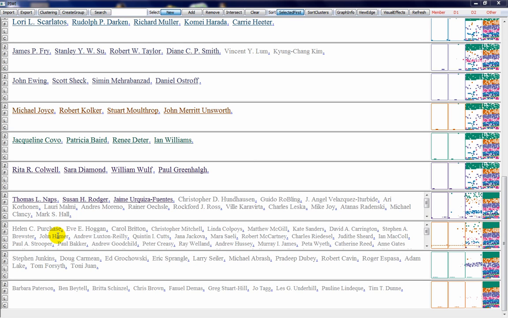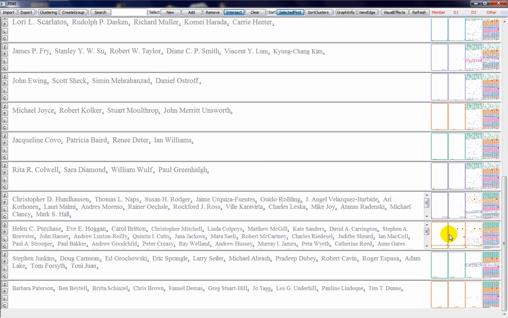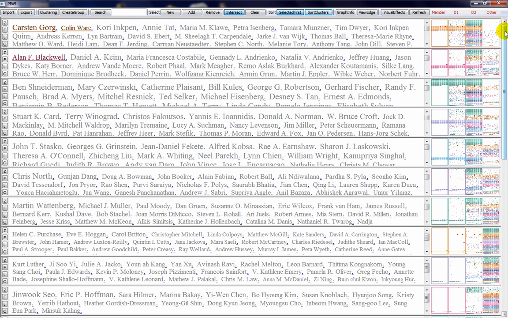The user wonders if any persons can bridge the Ben Schneiderman community and the Helen Purchase community. She intersects the D1 plots of these 2 communities. Three vertices are selected, and they are the bridging persons.